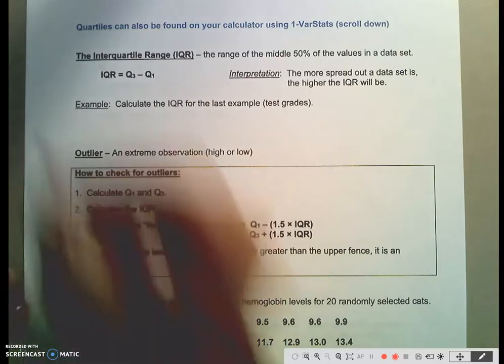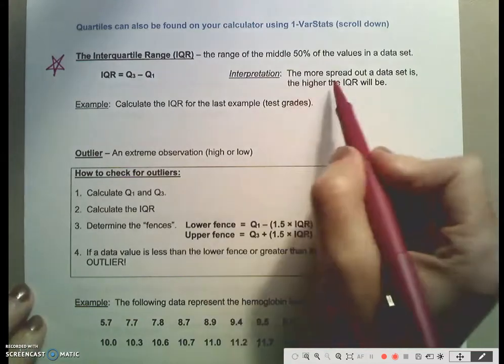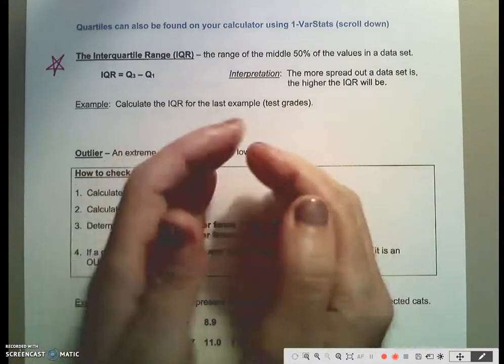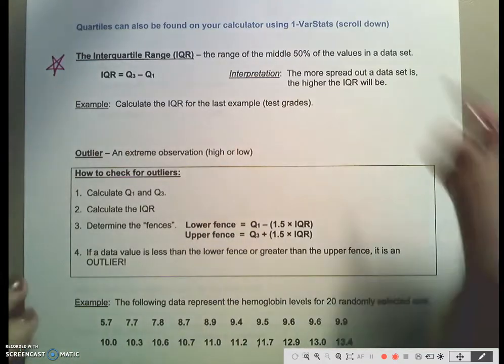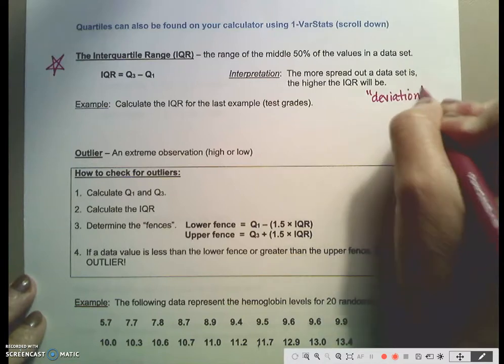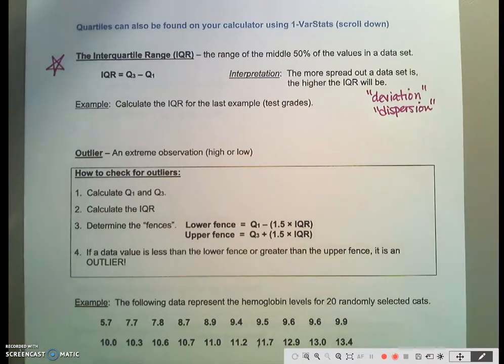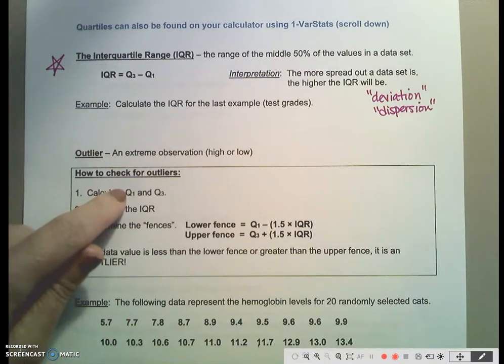So with our quartiles, we can calculate what's called the interquartile range. And this measures variation or deviation or spread. So the interpretation is the more spread out a data set is, the higher the IQR will be. So a big IQR means really spread out. A small IQR means it's very tightly clustered. So this is a good measure for deviation or dispersion or variation. It's going to be kind of a competitor to standard deviation. So we have standard deviation and IQR that are going to measure spread.